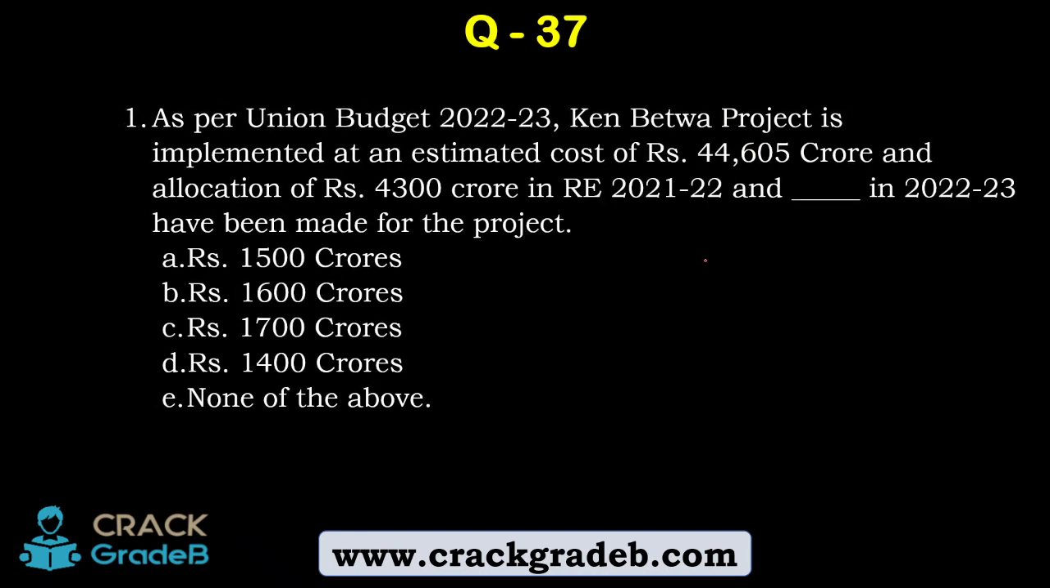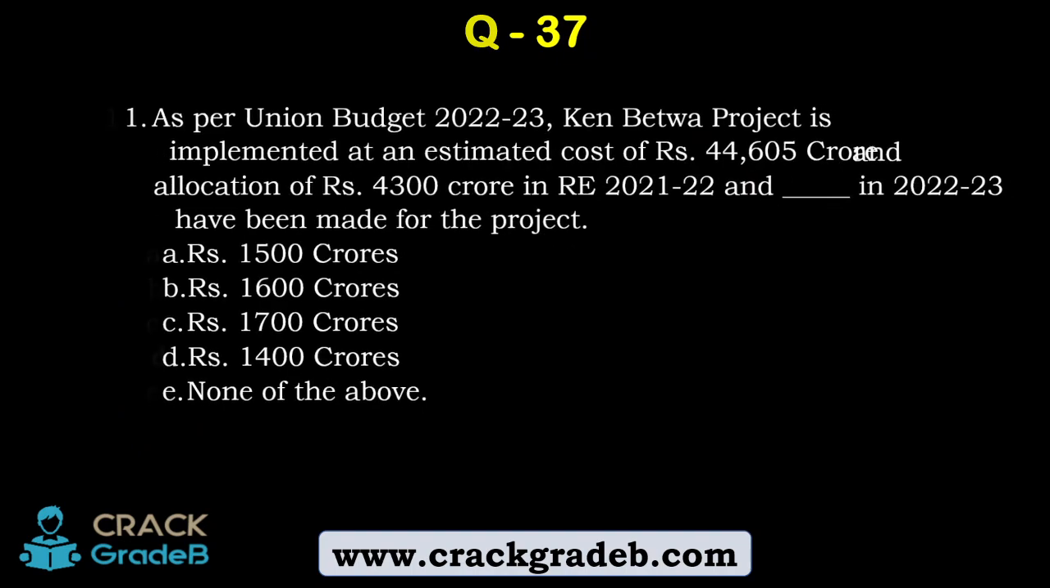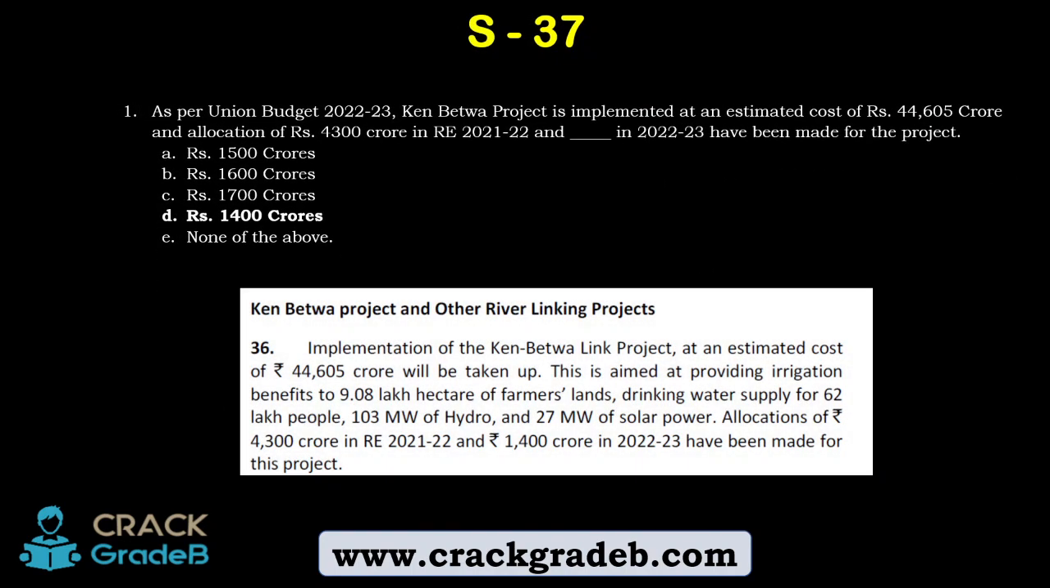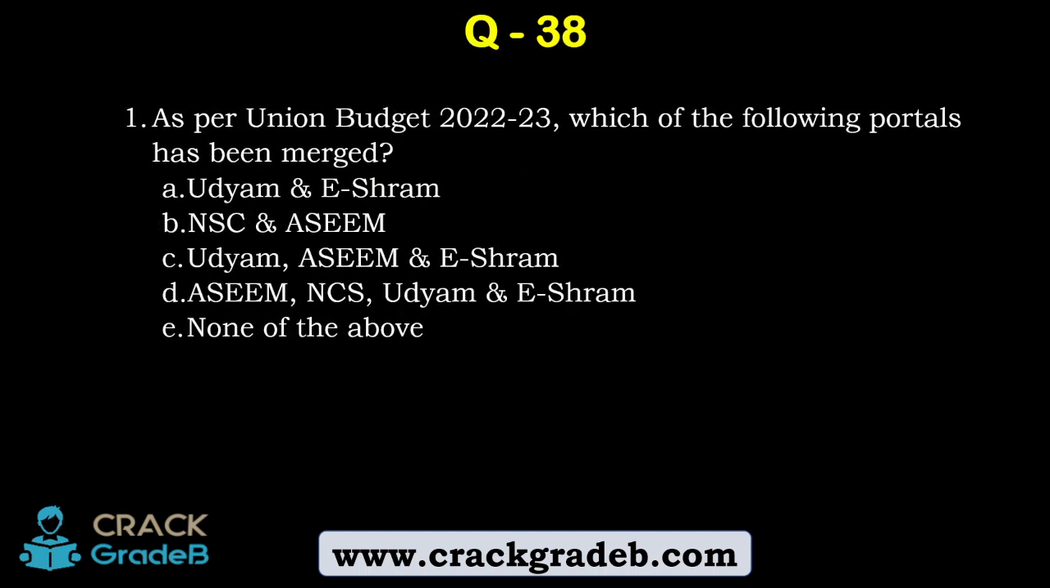As per the budget, the Ken-Betwa project is implemented at an estimated cost of rupees 44,605 crore, and allocation of rupees 4,300 crore in revised estimate 21-22 and dash in 22-23 have been made for the project. Okay, this is very important, again related to infrastructure. So the correct answer is 1,400 crore. Okay, 1,400 crore in 22-23. Let's move forward with question number 38.